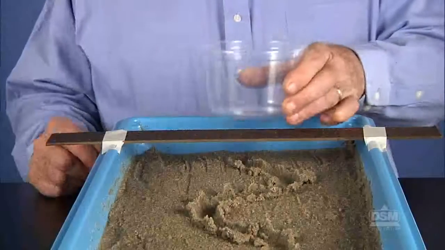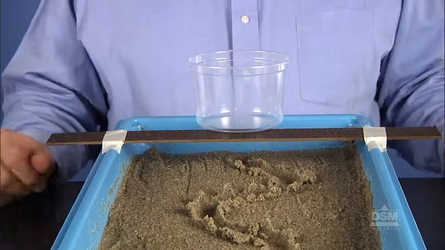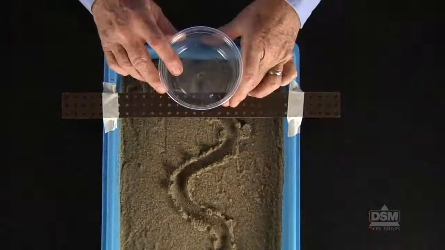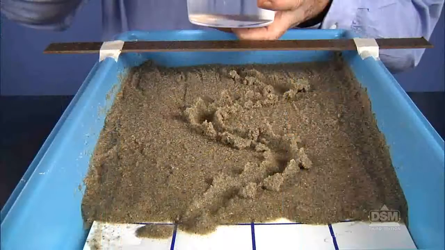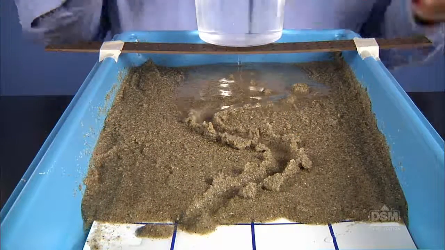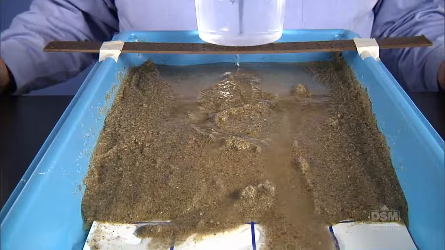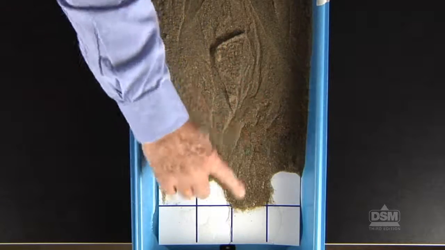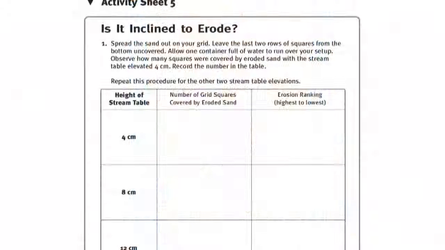Have each team position the plastic container over the sand, resting it between the pegboard and the edge of the stream table so that the hole in the bottom of the container is directly over the start of the meander. Then instruct them to fill the container with water, allow the water to drain into the stream table, and observe how many squares were covered up by eroded sand. Help the students to add fractions of covered squares together in order to come up with a total number of squares covered, and record their observations on their activity sheets.